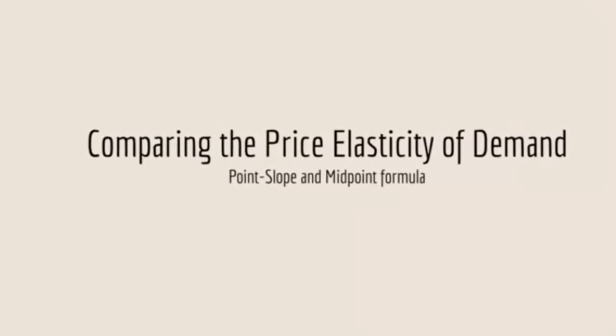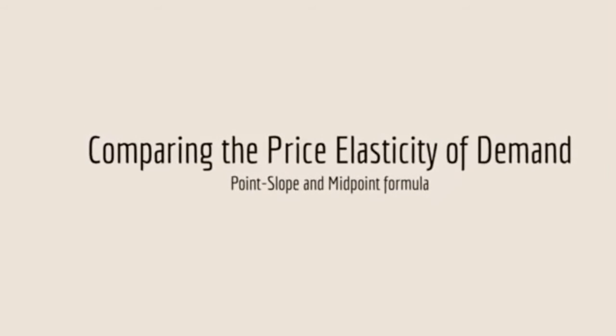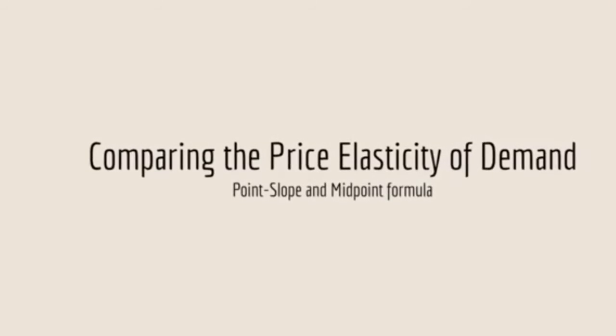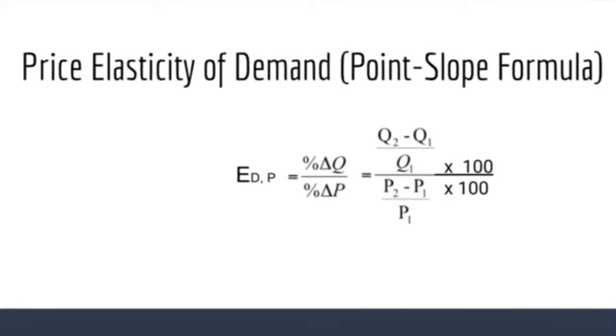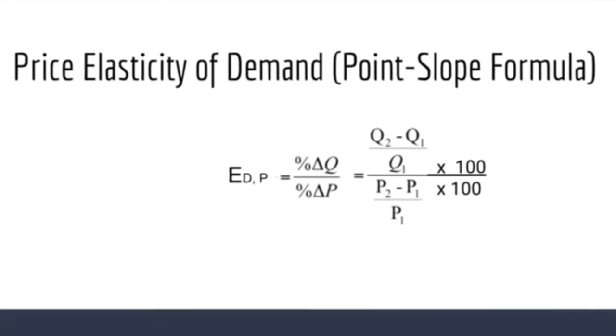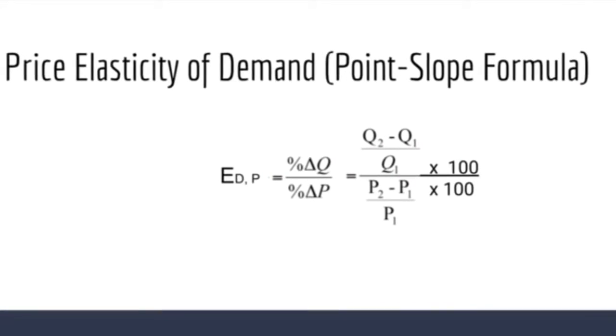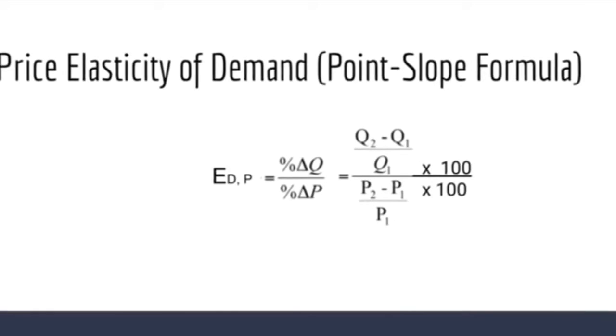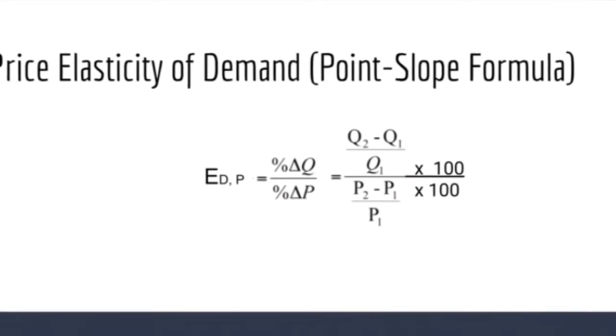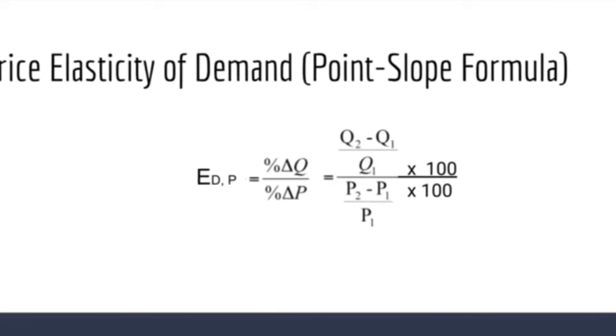In this section, we are going to talk about the point slope formula and the midpoint formula. The point slope formula is change in quantity demanded divided by change in price, which equals Q2 minus Q1 over Q1 times 100, divided by P2 minus P1 over P1 times 100.